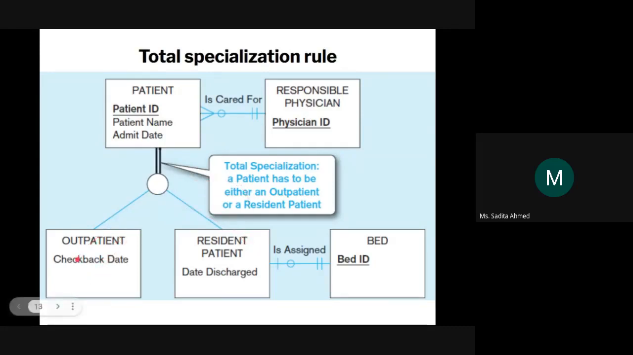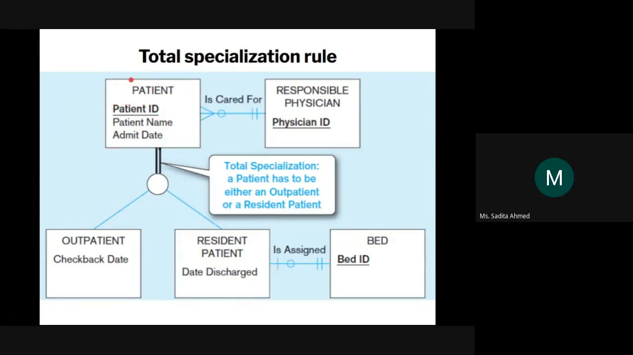One of the two. All right? You cannot have any patient instance who is neither. That is what is specified by the total specialization. Yes. You defined it. Could you please repeat it? An instance of a thing cannot exist without a patient. There cannot be any patient basically.